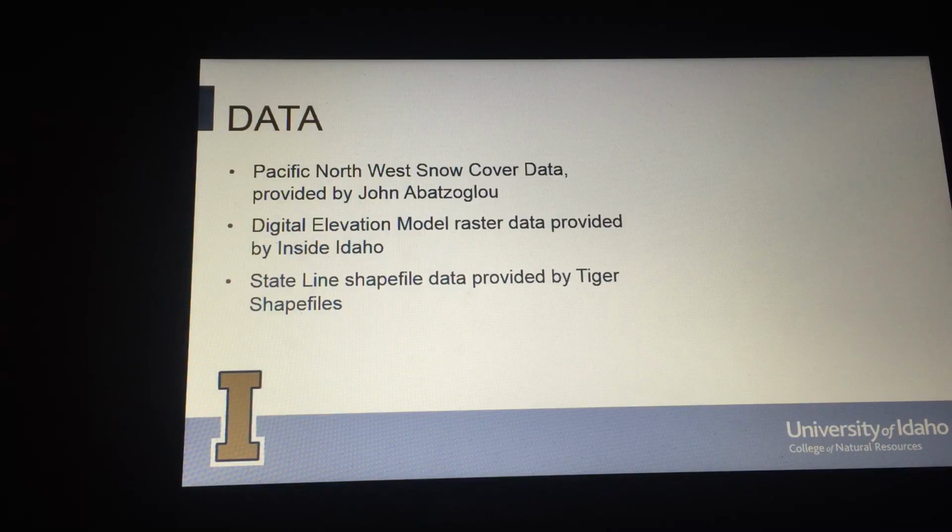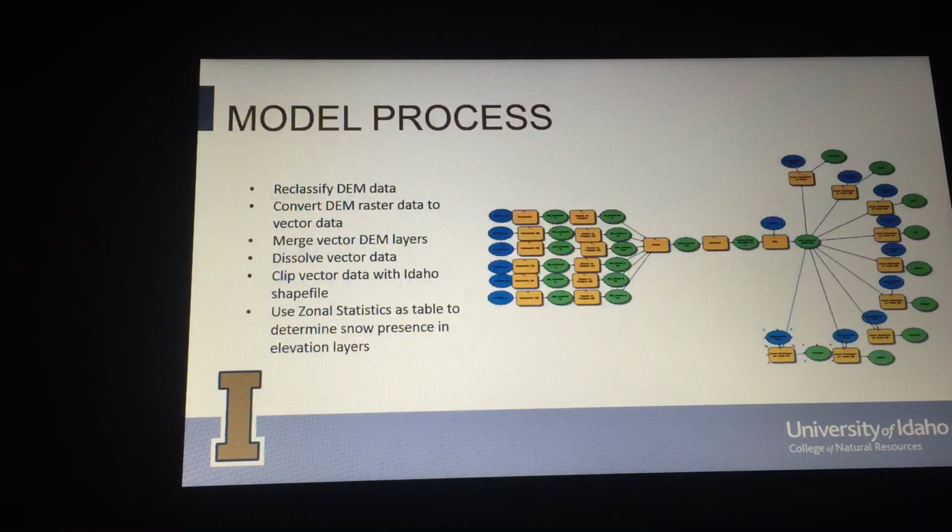The first was Pacific Northwest snow cover data. This was a simple raster file that contained cells with a value of 1 where snow was observed, and no data for all other places where there was no snow. I used a digital elevation model raster of the state of Idaho. This consisted of 6 separate raster files with 30-meter pixels for the elevation in the entire state. I then used a state line shapefile to constrain my analysis to the state of Idaho.